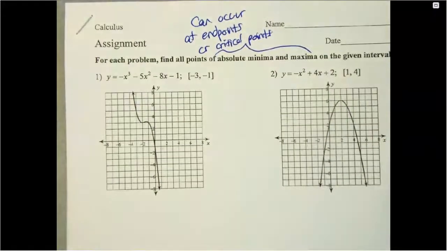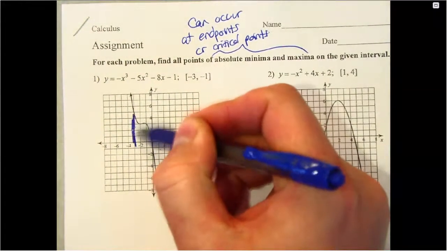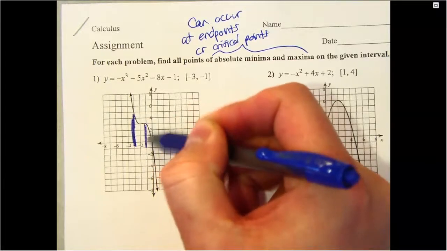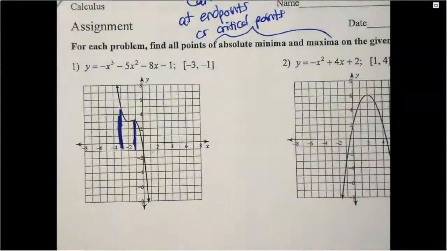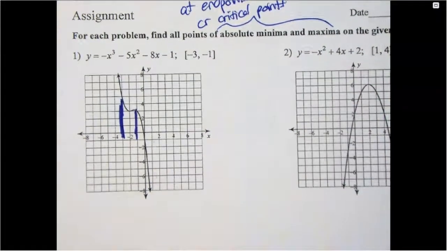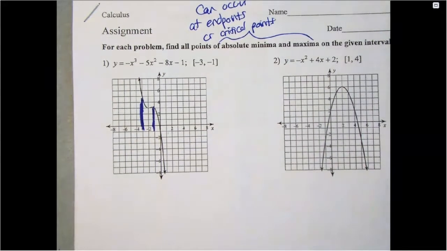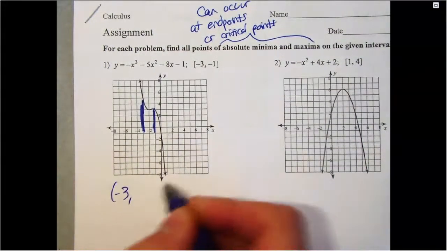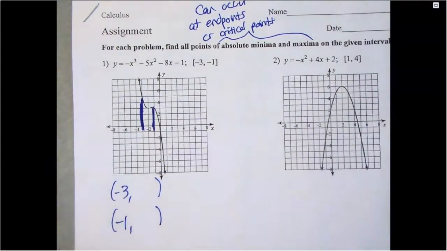Look at number one. So we're just looking between -3 and -1. So that's our interval. I'm just saying what's the biggest y value in there and the smallest y value in there. Well, the point with the biggest y value, the point with the smallest y value. So I have two candidates right away. -3 comma something, -1 comma something.